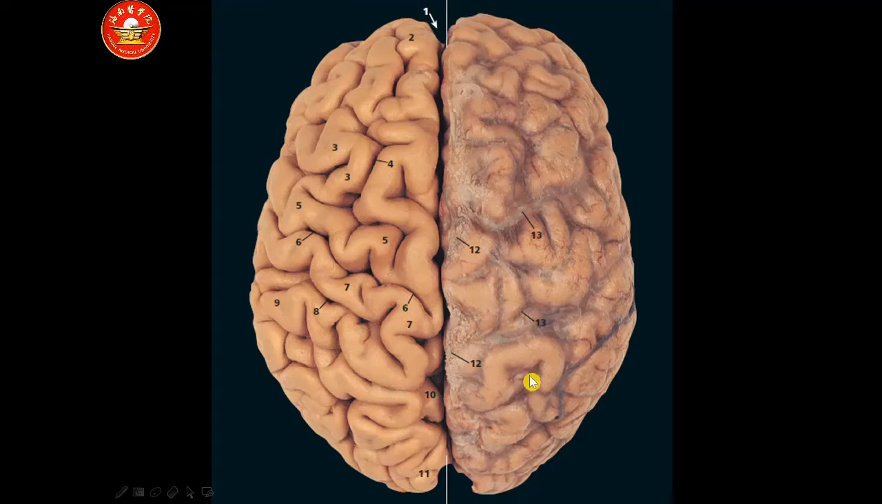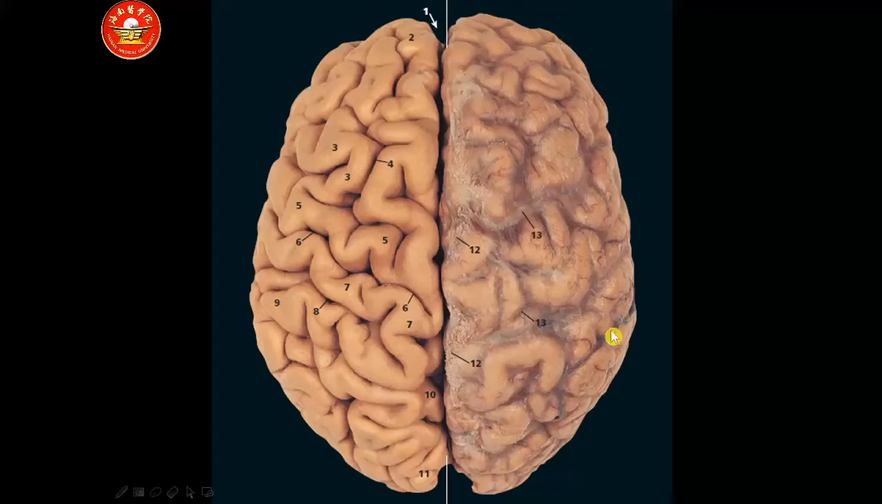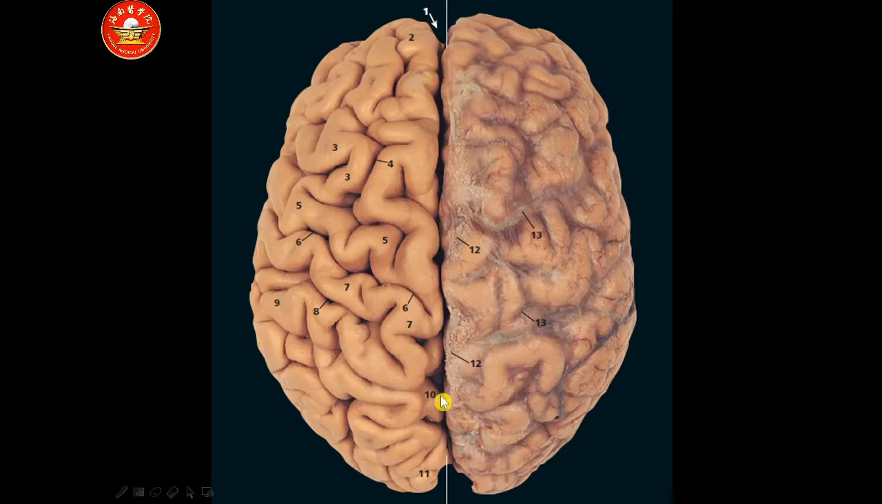On the right side, the right cerebral hemisphere with the arachnoid matter and the blood vessels intact. The left and the right hemisphere, and in between them is the longitudinal fissure, which we can see here. So number one is representing the longitudinal cerebral fissure. Number two is representing the frontal pole.